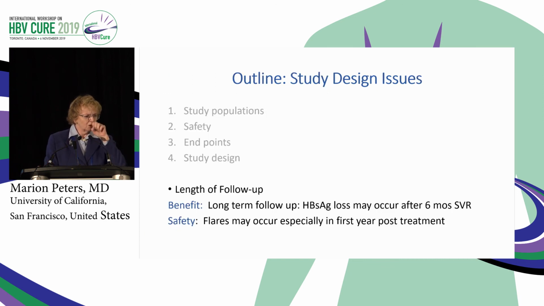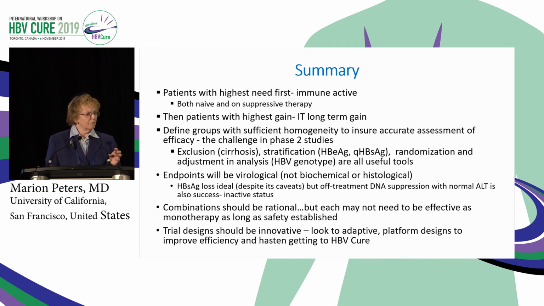And long-term follow-up is critical because surface loss can occur after 6 months SVR and flares can occur late. So in summary, patients with the highest need first, immune active, then patients with the highest gain, and I would say they're the young immune tolerant. They're the patients we should be considering. And we need to define groups with sufficient homogeneity to ensure accurate assessment of efficacy, which is the big challenge. And that's why an adaptive trial helps.